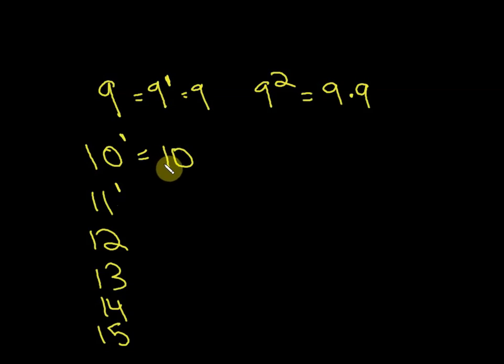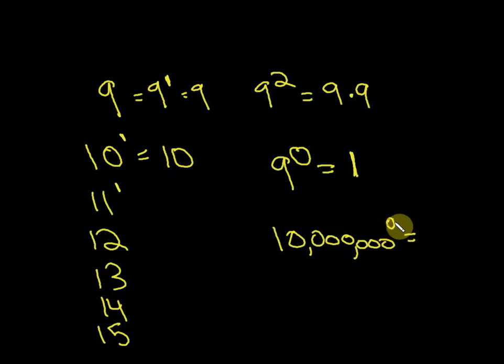Now, what if I say, what is 9 to the 0? This is a little tricky, but just know that it's just 1. Or what if I do 10 million to the 0 power? Well, that's just 1. So anything to the 0th power is just 1, and it's a rule you'll have to memorize. So this is another rule: a to the 0 is just 1, a being your constant.